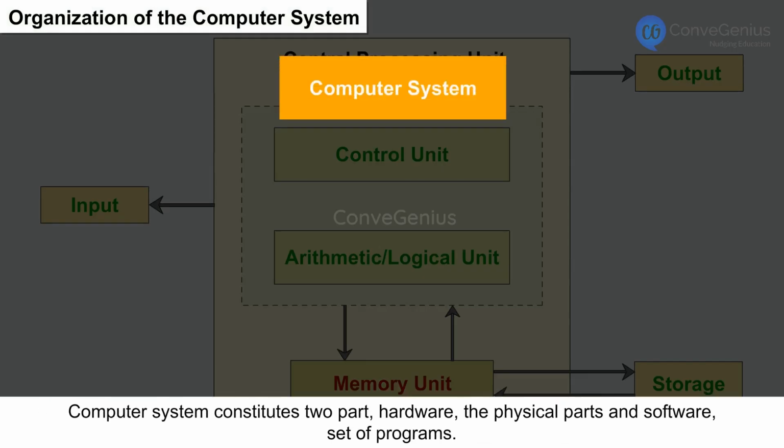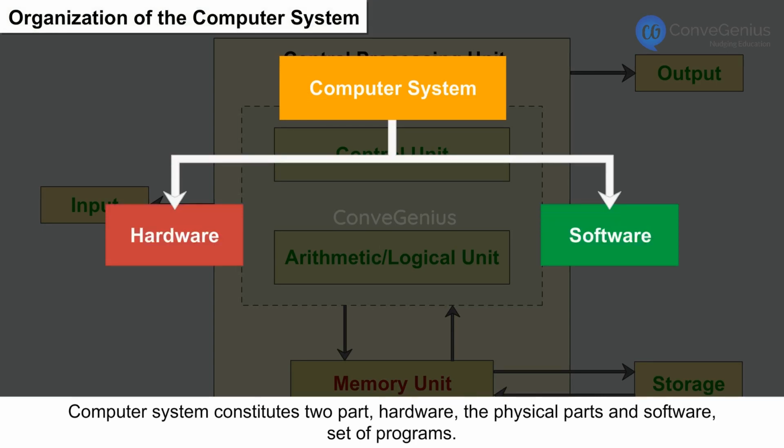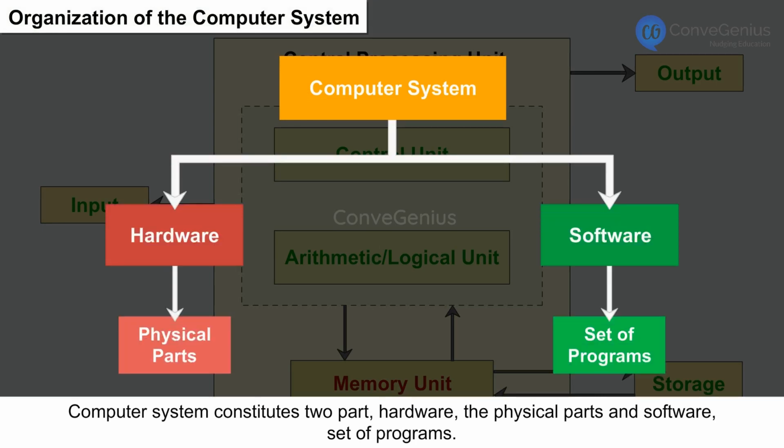A computer system constitutes two parts: hardware, the physical parts, and software, a set of programs.